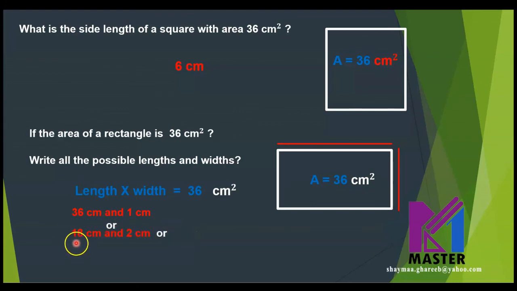We can also say 18 and 2. 18 times 2 equals 36. We can also say 12 and 3. 12 times 3 equals 36. Or we can say 9 and 4. 9 times 4, 36. Can we say 6 times 6? No, because if the length and the width are equal, then the shape will be a square, not a rectangle. Is this clear? Now let's see the next question.